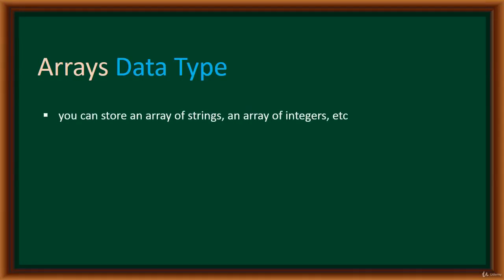So you can store an array of strings. You can store an array of integers and so on. Just remember that an array contains several variables. Where a variable stores one value, an array can store multiple values as one array.